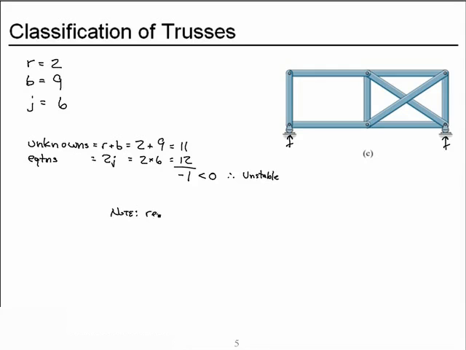Now notice, all our reactions are parallel. Therefore, it is externally unstable. If the wind blows from the side or somebody runs into it with a piece of equipment, it slides to the side.